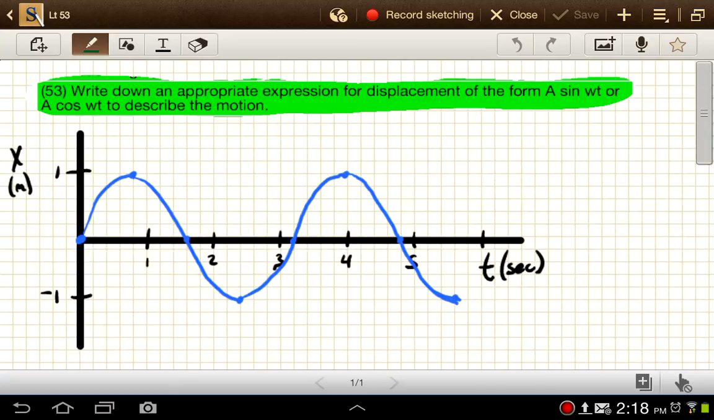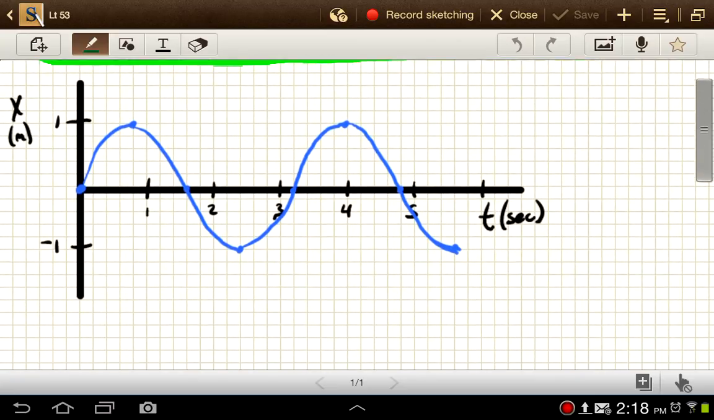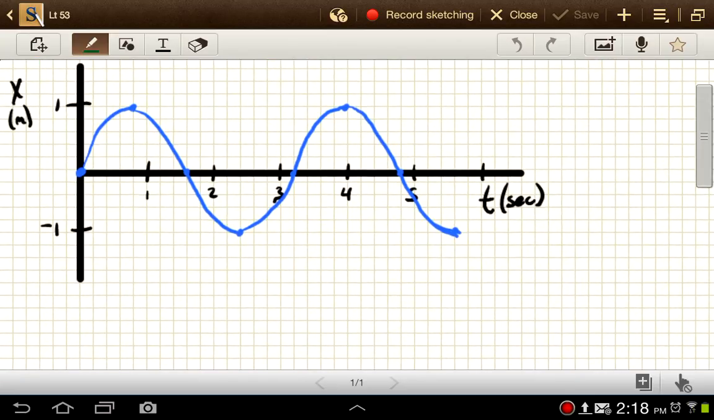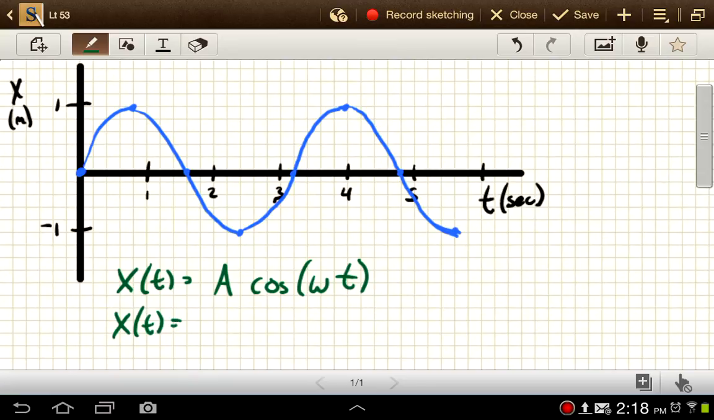So we can start with the assumption that if I want to write an equation for this graph, it's going to take the form of either x of t equals some constant A times the cosine of some constant omega times t, or x of t is equal to the constant A times the sine of omega t. We'll talk about what A and omega represent in just a minute, but even without understanding what those values are, we should be able to put together an equation for this.